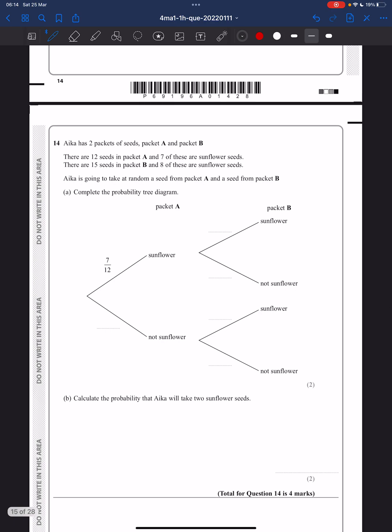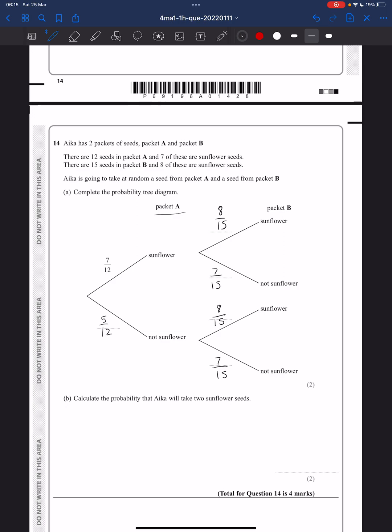Okay, 14. Ica has 2 packets of seeds, A and B. There are 12 seeds in packet A, and 7 of them are sunflower seeds. Not sunflower, 5 out of 12. In packet B there are 15, and 8 of them are sunflower seeds. That means 7 are not. 8 are sunflower out of 15, 7 are not.